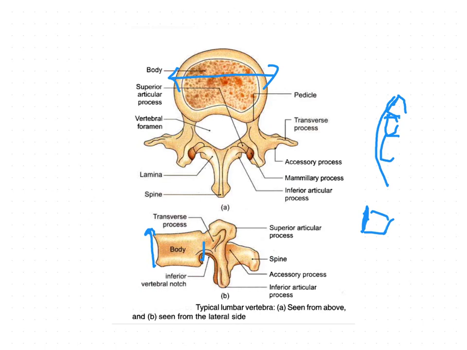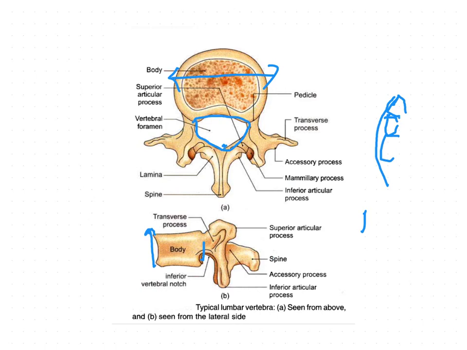So the vertebral foramen, in the case of lumbar vertebrae, is triangular in shape. If you can see, this vertebral foramen is triangular in shape, and it is larger than in the thoracic region, but smaller than in the cervical region. So why is it larger in the cervical region?